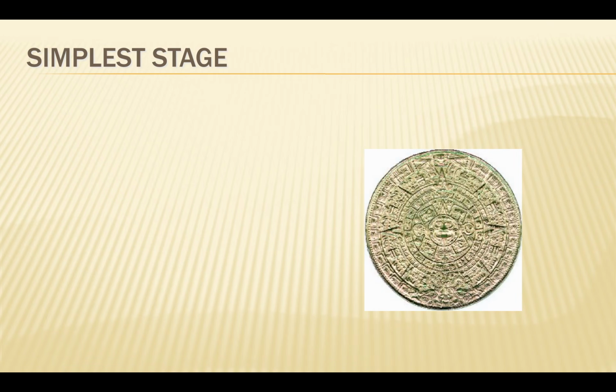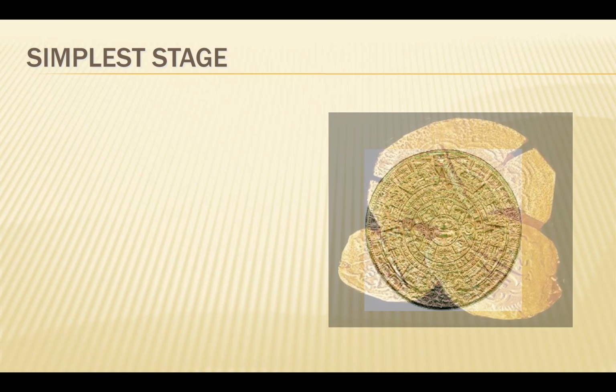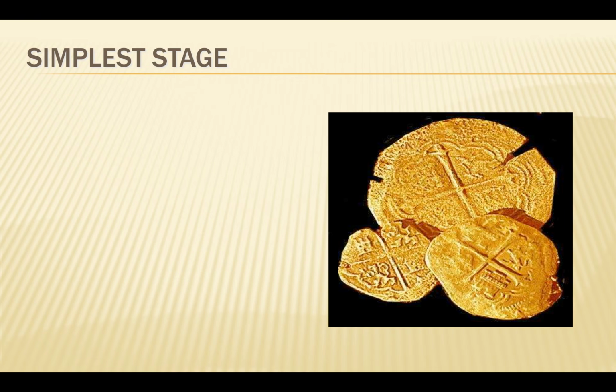The earliest Spanish explorers provide an example of the simplest stage. The Spaniards hoped to find gold and silver in the New World. They had a lust for loot and would take what they wanted regardless of the indigenous population.